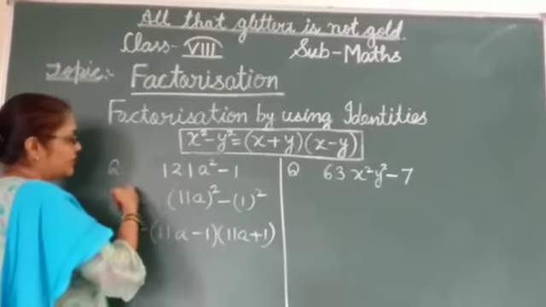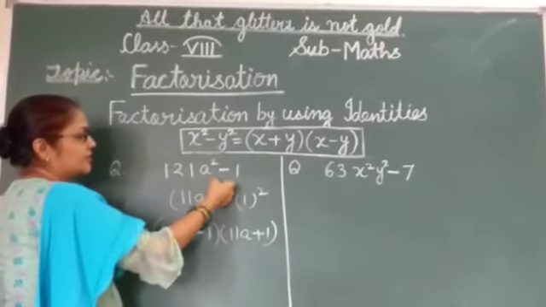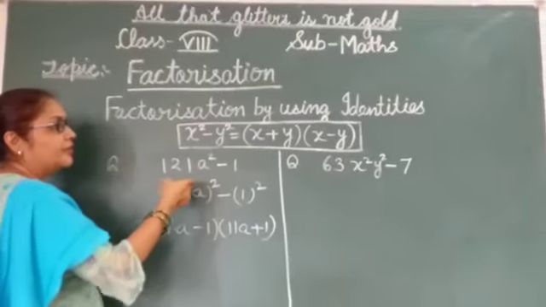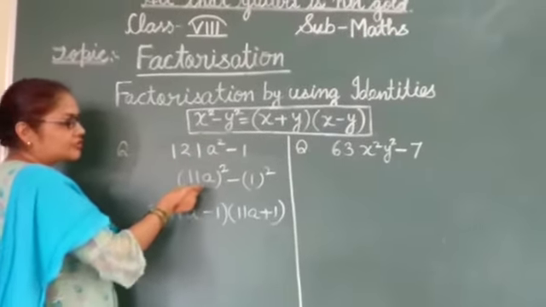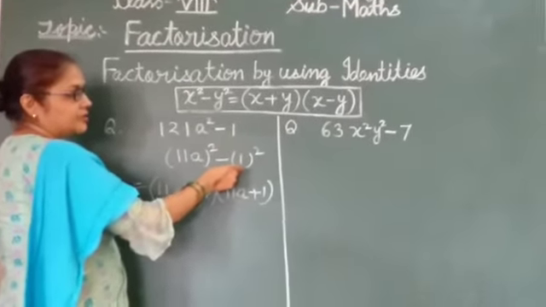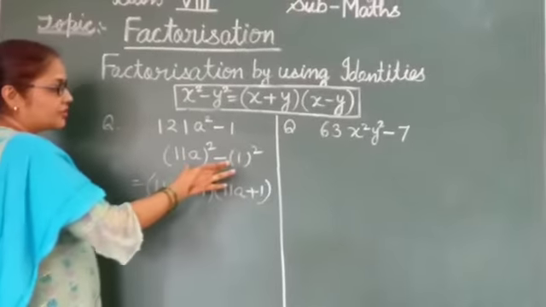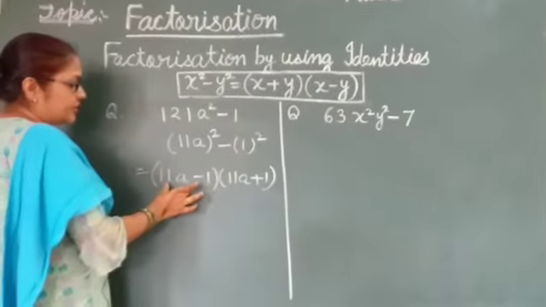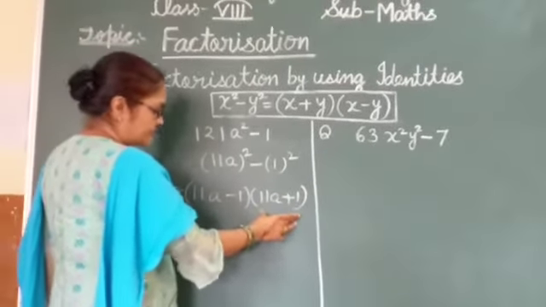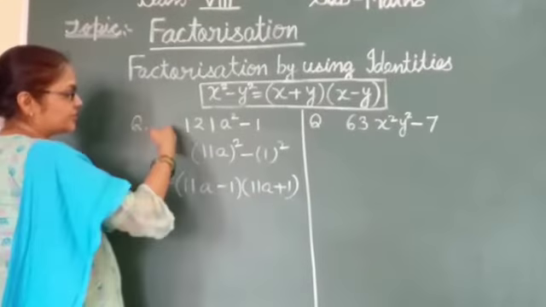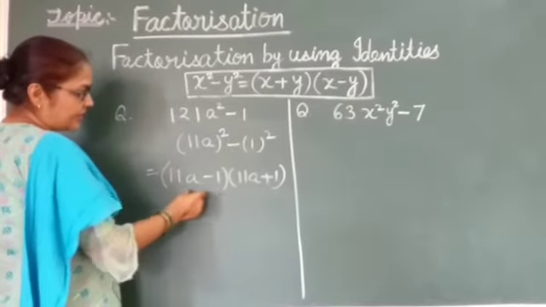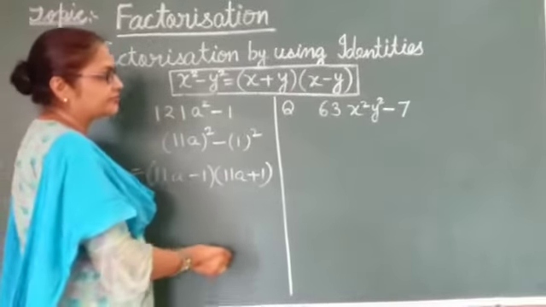Here we take a sum: 121a square minus 1. So this is a binomial and a minus sign is also between them, and 121 is the perfect square of 11, a square is the perfect square of a, and 1 is also the perfect square of 1. So the factors of this are 11a minus 1 and 11a plus 1. This is the factor of this given algebraic expression. We can write the first term 11a plus 1 and the second term 11a minus 1.